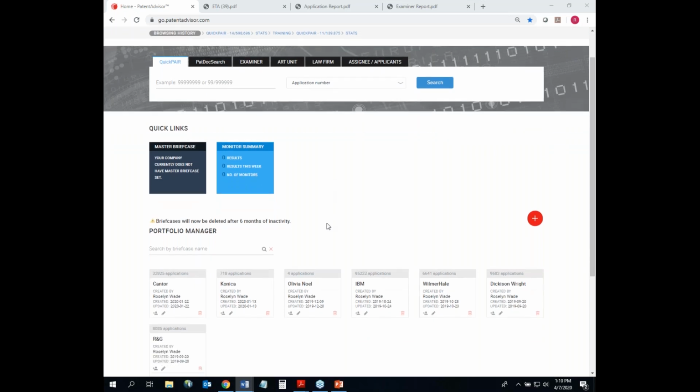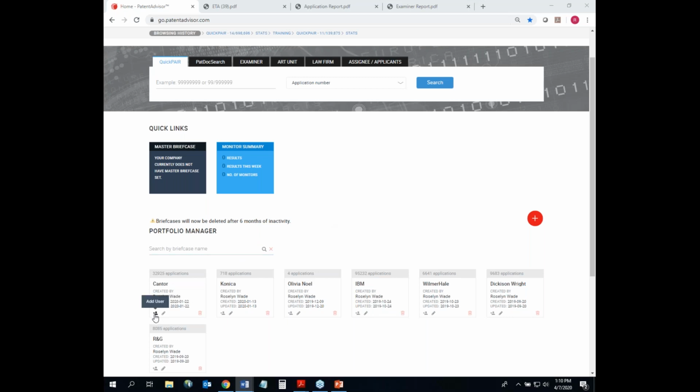The great thing about sharing your briefcase is that you'll be able to ensure that any coworkers having access to that briefcase are always looking at the same data set. So you don't have to give them a search and have them run it and not know if they're looking at the exact same set of data that you are.